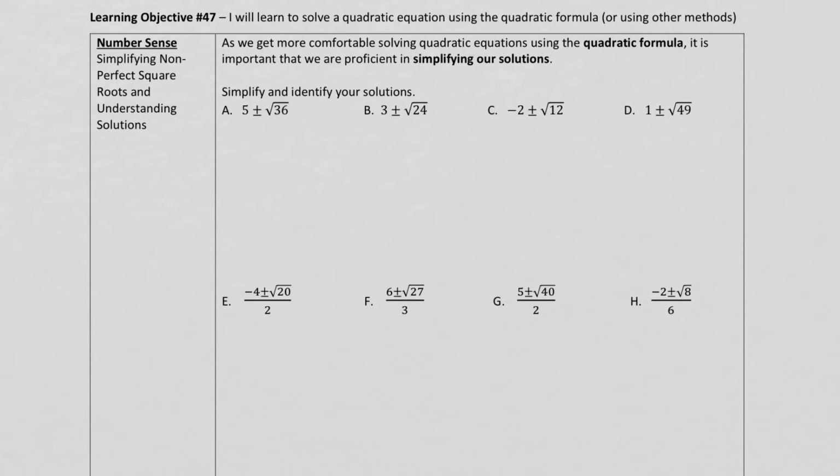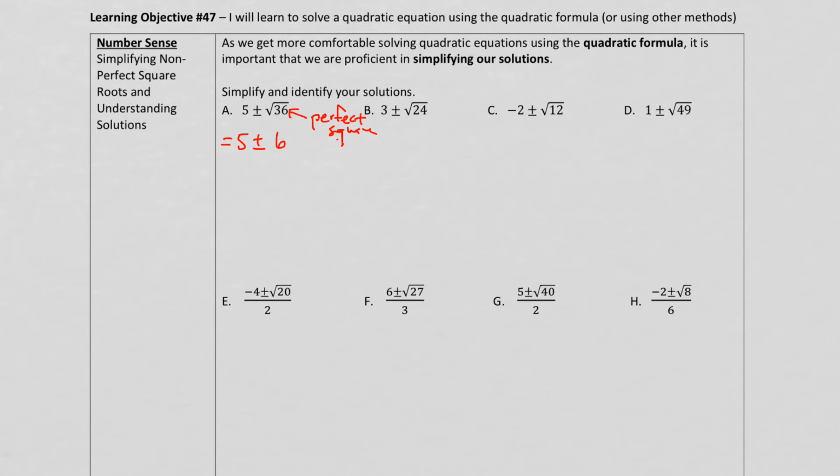In this case, hopefully you recognize that 36 here is a perfect square. And so because it's a perfect square, we can simplify it out of the square root pretty easily here. So guys, the square root of 36 is going to be 6. So in this case, what we have is 5 plus or minus, and the square root of 36 just comes out as a 6. So that's kind of nice.